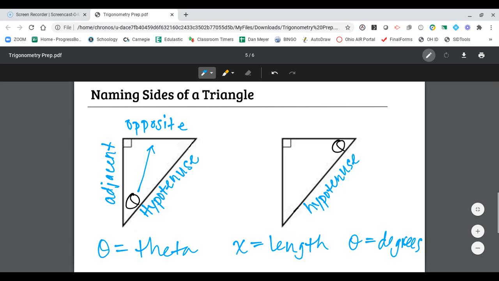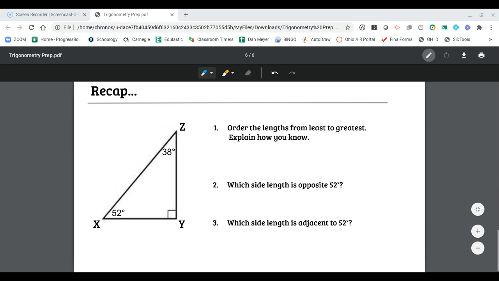So if we look at this other example, it is the same triangle, but this time my opposite leg has changed because my angle measure is in a new position, and my adjacent leg has changed because of my angle measure. So we've got the opposite leg and the adjacent leg in different spots this time because our angle measure has changed. Recap a little bit about what we've learned so far.